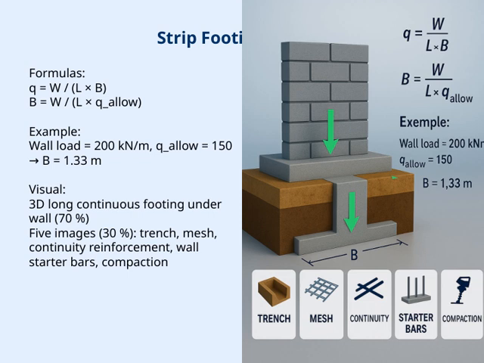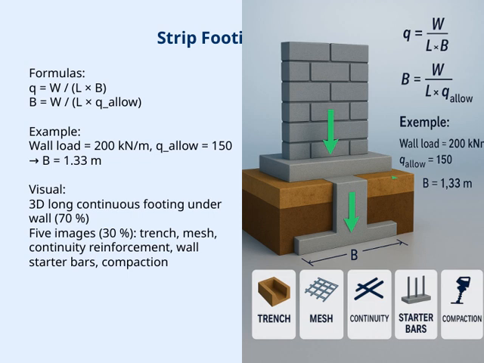The second formula rearranges that to find B, the width of the footing, which is W divided by L times the allowable pressure, Q allow. This way, we can ensure the footing is adequately sized to support the load without exceeding the soil's capacity. For example, if we have a wall load of 200 kN per meter and an allowable pressure of 150 kPa, we can calculate the required footing width as about 1.33 meters. This helps us design a safe and efficient foundation.